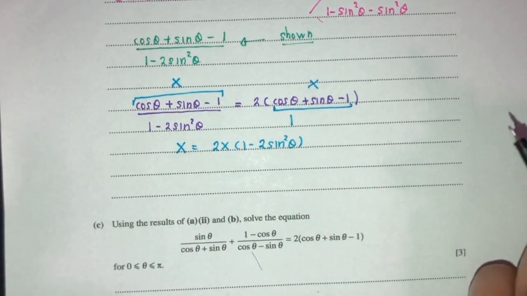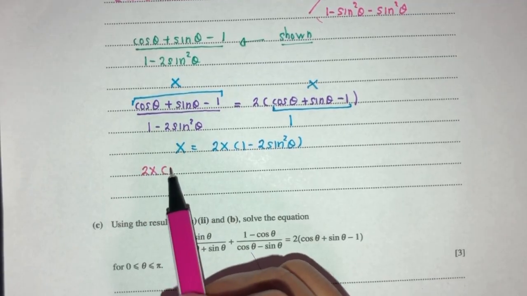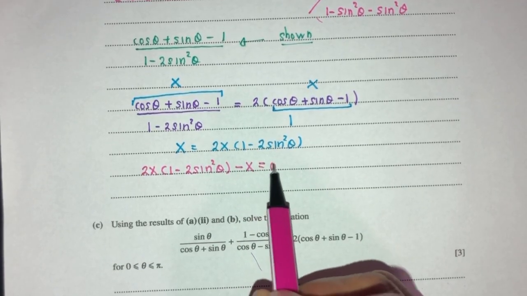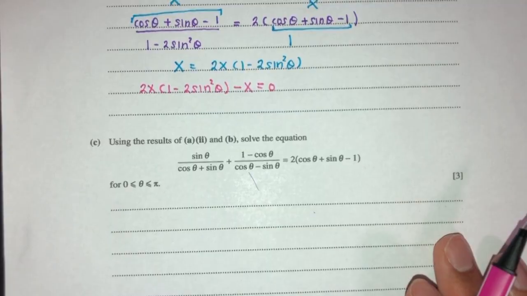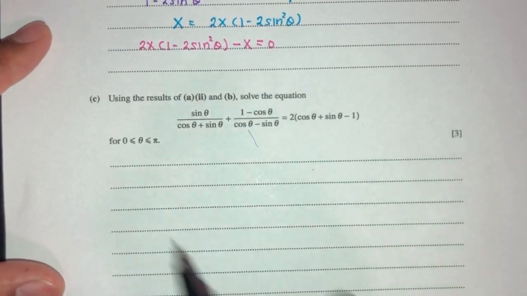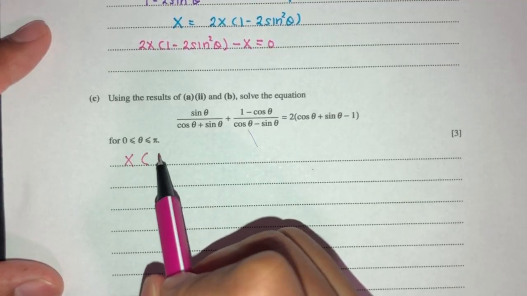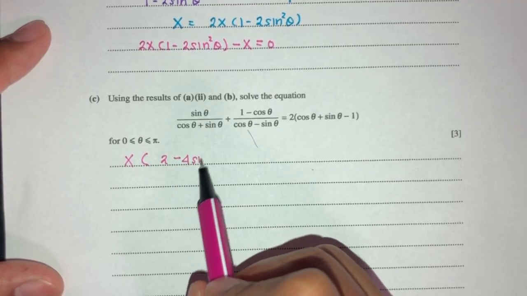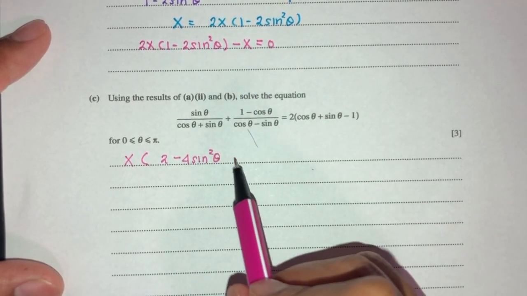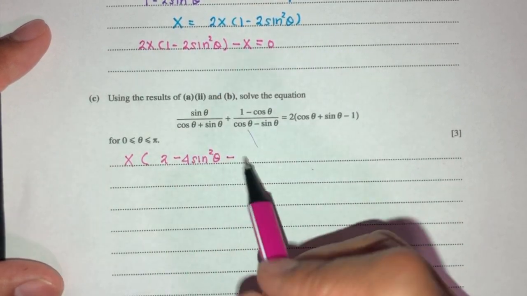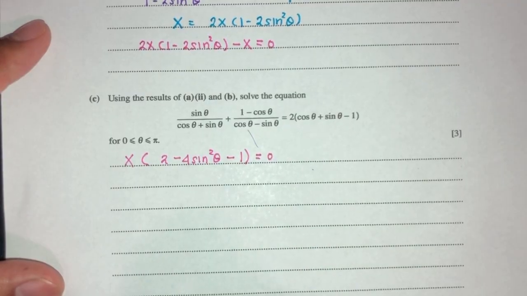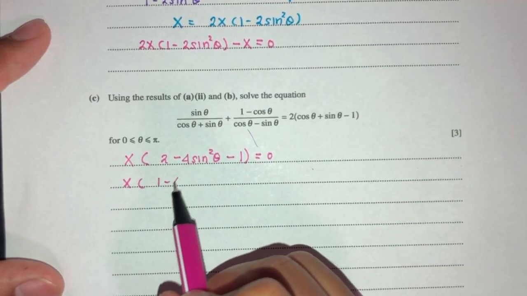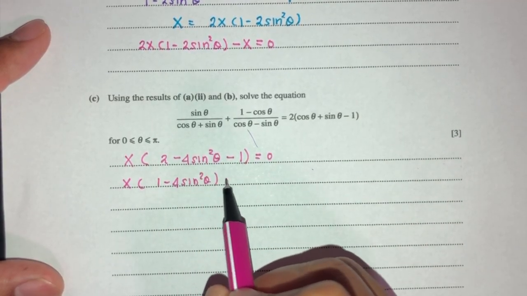Now I can send this over here, right? You will have 2x times 1 minus 2 sine square theta, minus x, is equal to 0. Now let me continue below. I can factorize the x outside. You will have x here, that will become the value of 2 remaining. Expand, that should become 2 minus 4 sine square theta minus 1, because we have factorized the x already outside, it will be minus 1. That is 0. Now, that will be x times 2 minus 1, which is the value of 1 minus 4 sine square theta, is equal to 0.